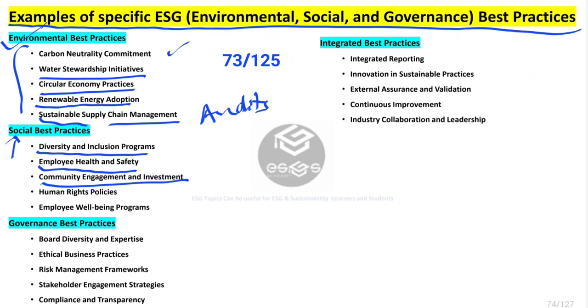The next is community engagement and investment. In this we engage with local communities through initiatives such as community development projects, charitable donations and volunteer programs that address local needs. Next is human rights policies. So in this we adopt and enforce policies that uphold human rights standards across operations and supply chain, including fair labor practices and ethical sourcing.